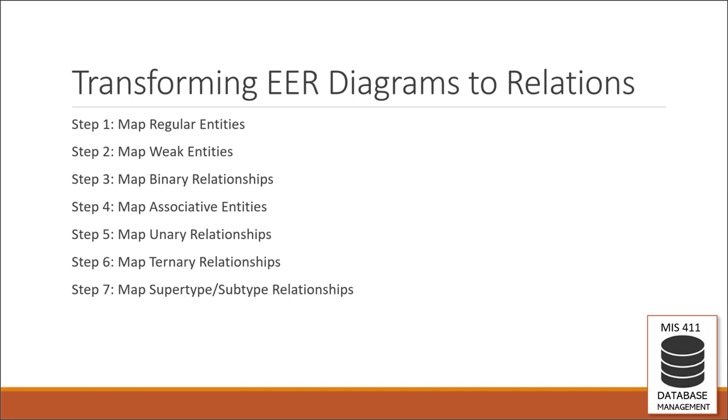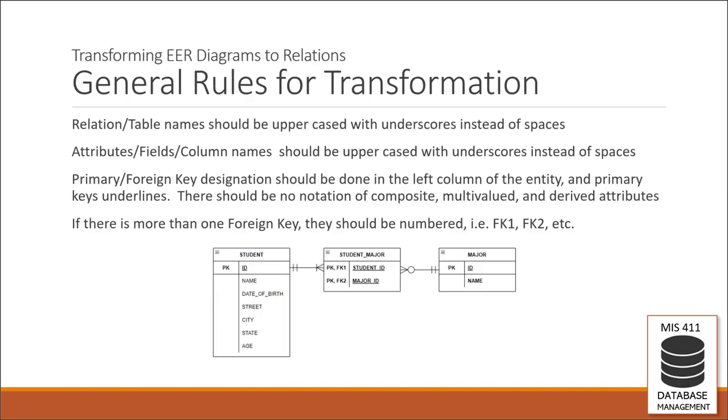We'll map binary relationships. As you recall, a binary relationship is just a relationship between 2 entities. We'll map associative entities. Hopefully at this point we're all pretty familiar with what an associative entity is. We'll map unary relationships, relationships between an entity and itself. Ternary relationships, which probably very few groups actually have, or very few individuals actually have at this point. And then we're going to map supertype and subtype relationships.